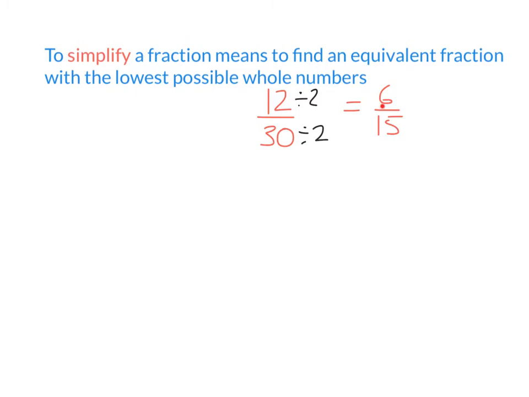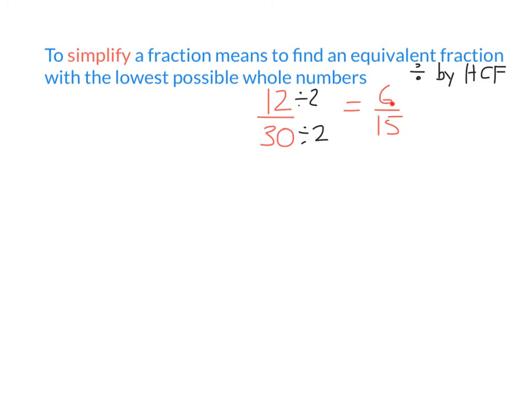So this fraction here is simpler than this fraction here. They both have the same value, but this has lower whole numbers in it: 6 instead of 12, 15 instead of 30. If you want to simplify a fraction completely, what you need to do is divide top and bottom by the highest common factor. Remember, the rule is what you do to the top, you must do to the bottom.